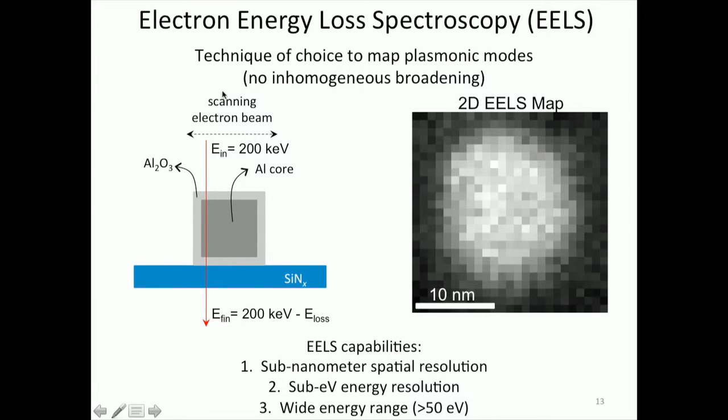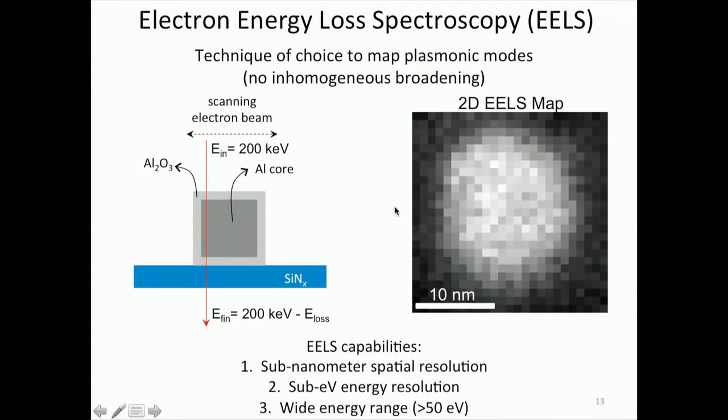So how does it work? Here you have the substrate, silicon nitride, and the aluminum structure. I'm going to shine a focused beam that's going to go through the sample. And the electron that gets transmitted through the sample is going to have a certain energy loss, and we're interested in this energy loss. So at every point, I'm going to have a full spectrum of electron energy loss. And what is the standard in EELS? We're going to do a 2D map.